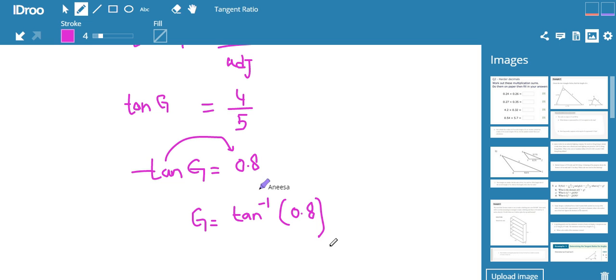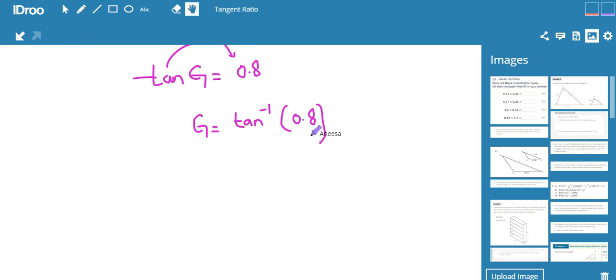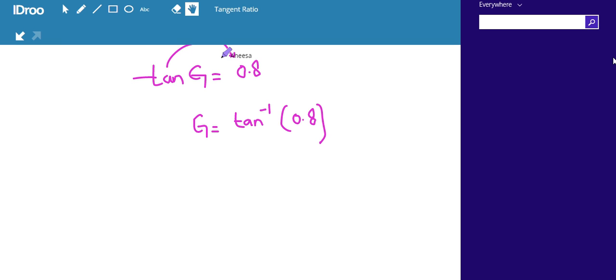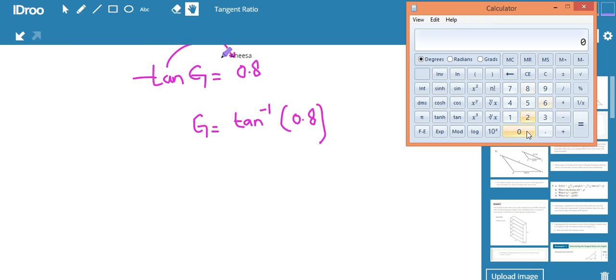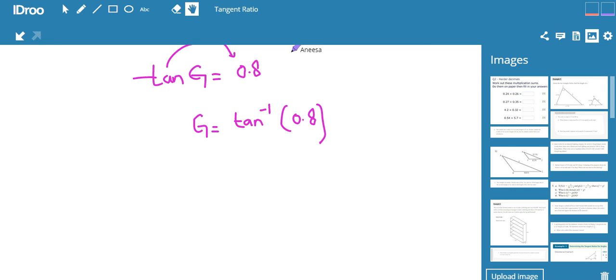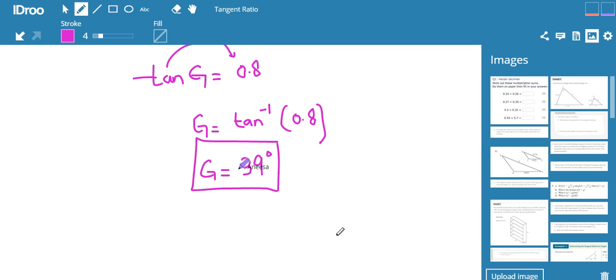So how would you find it using a calculator? You'd open the calculator, right? You'll write 0.8 and then click inverse, you get tan inverse. You find that and you'll get an answer. It's 38.65. So round it and you get 38.7 degrees. If they ask you to give the answer in whole numbers, you'll just write 39 degrees. So this would be the angle.